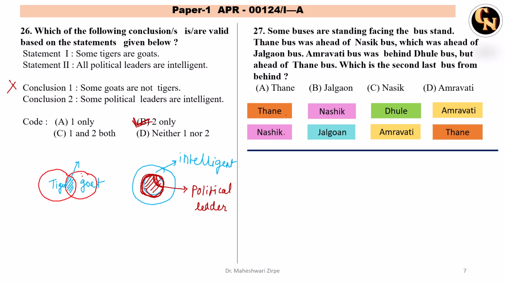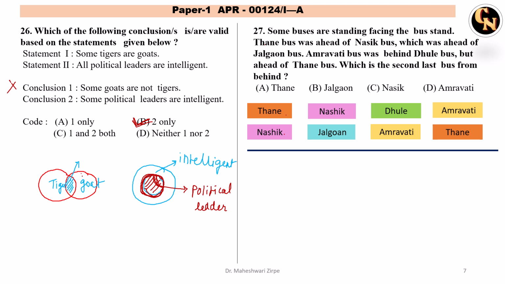What you can do in the paper, you can just write T, N, N, J. You can use short forms like this, A, T, whatever is the given statement, you can write them in a short form. No need to draw such buses there and write the full name. That will save your time.